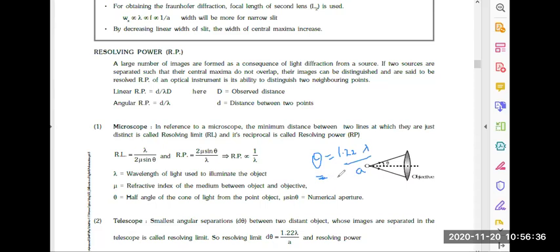But when you talk about resolving power, which is R, it is basically 1 by theta. Okay, it is 1 by theta. Got it? So it will be a divided by 1.22 into lambda. This is for a telescope. Okay, resolving power of a telescope.